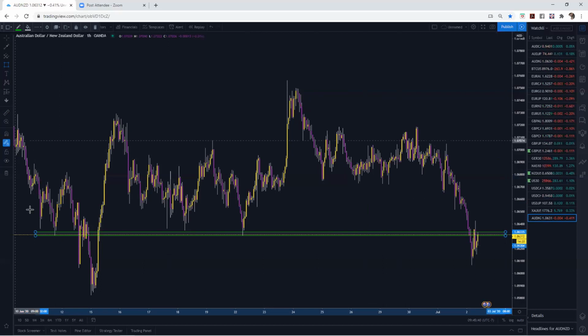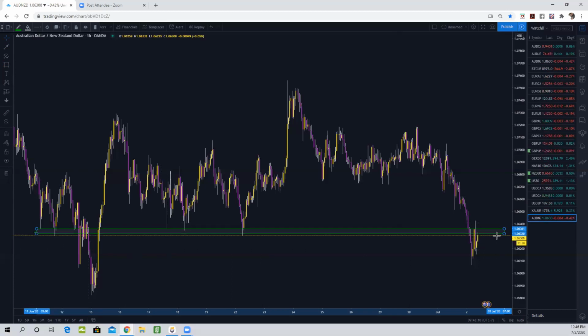Let's see. So I want to take this and I'm going to bring it up a little bit. I want to take my rectangle and bring it up a little bit because I want it to hit my wicks. I want price to hit this wick. I want it to hit this wick as well. Okay, so we got all of that in there. That's just me. All right. Okay, so now this is looking good to me.